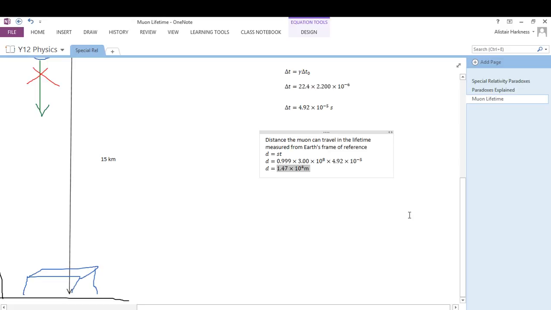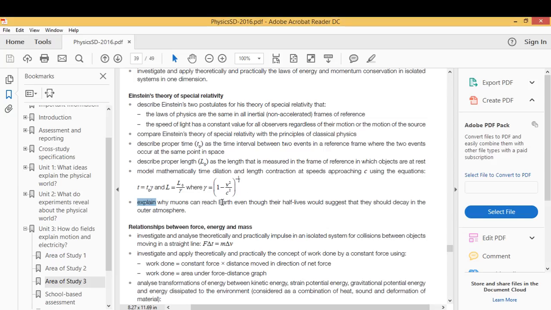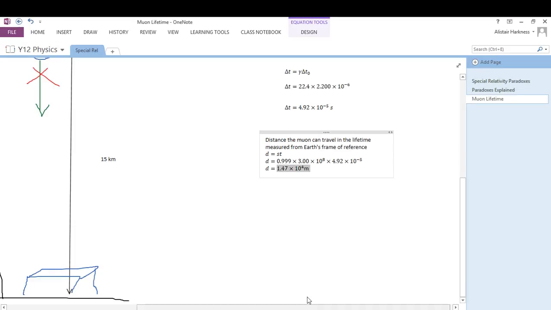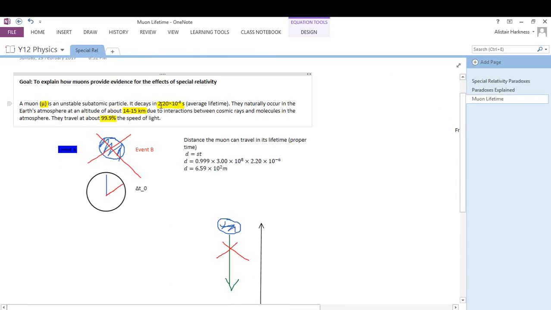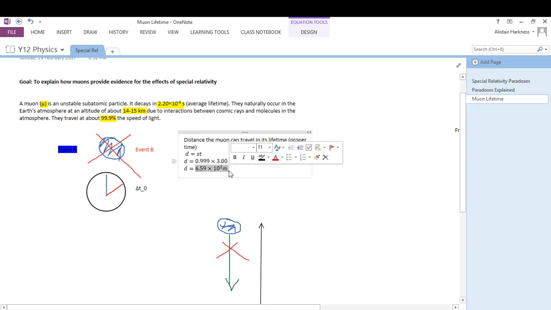So basically we've been able to explain why muons reach Earth even though their half-lives would suggest that they should decay in the outer atmosphere. Now you're likely to get a question where two students are arguing about whether muons can make it, and one student says that because their lifetime is only this long and they travel at this speed, they should only be able to travel this far, and so we won't detect them.